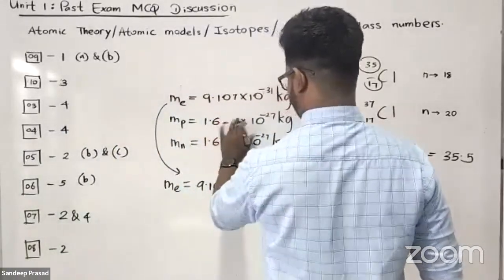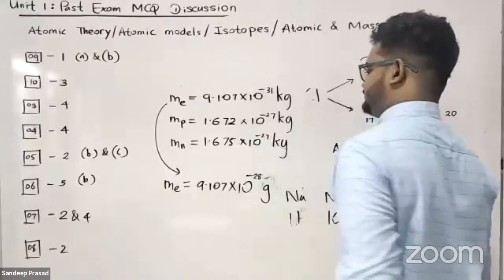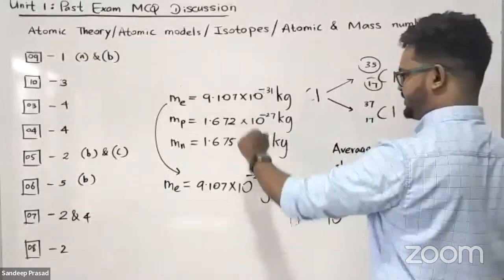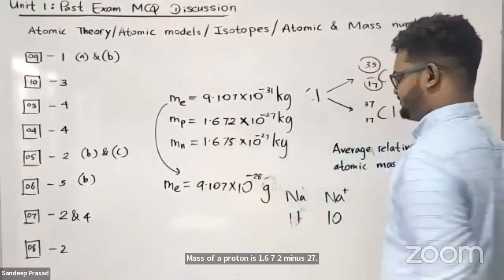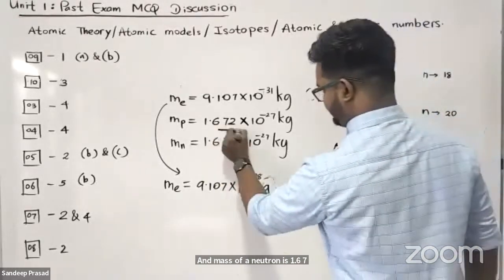This is 7.5 and this is 7.2. Mass of a proton is 1.672 × 10 to the power minus 27, and mass of a neutron is 1.675 × 10 to the power minus 27. Keep that in your mind.